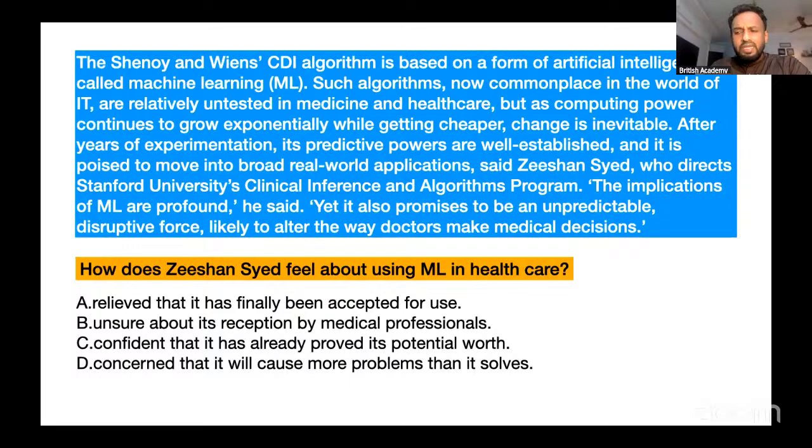So your keyword is pretty evident over here. I always tell you noun and verb. Zishan Sayed is a noun because that's a name. What's his feeling? What does he feel? Or what does he say about machine learning in healthcare? Just locate the word Zishan Sayed, you'll get the answer. Wherever you find Zishan Sayed, the answer is nearby. Read it carefully and comment the answer. That's the last question for today.